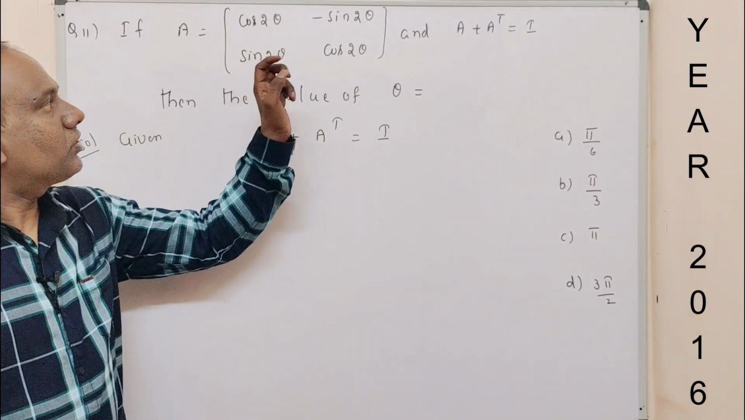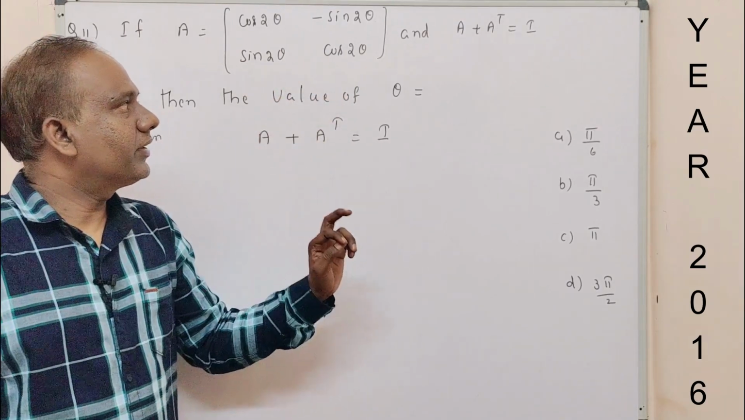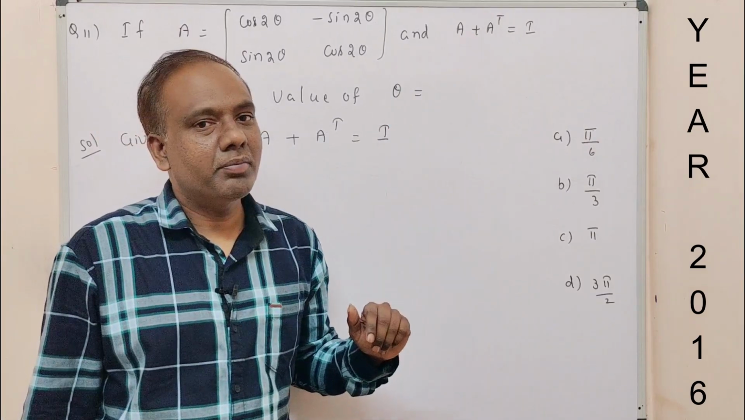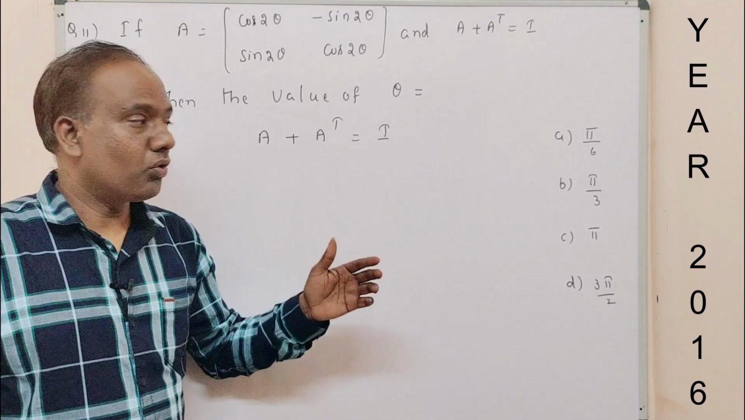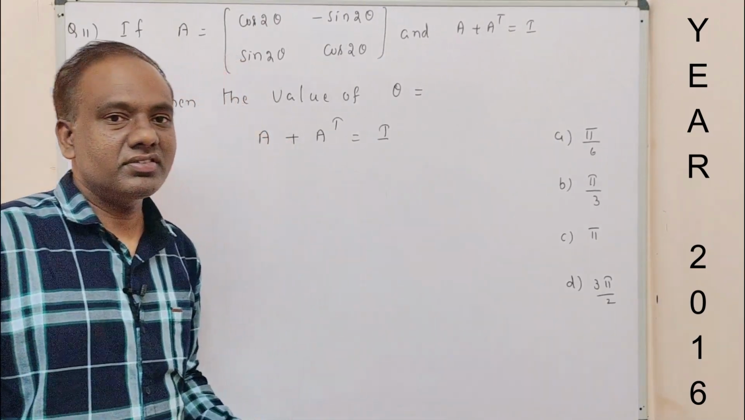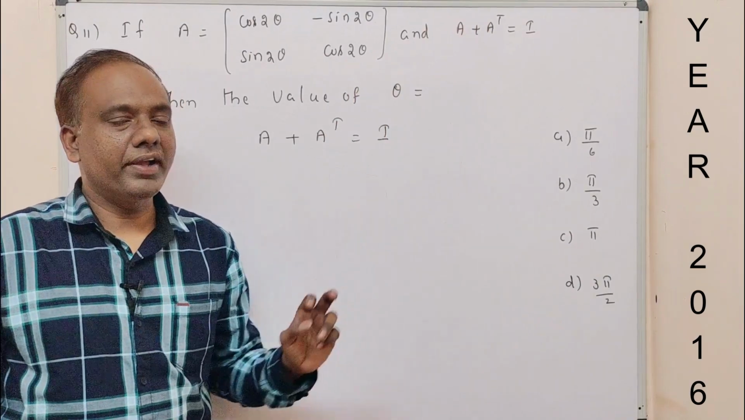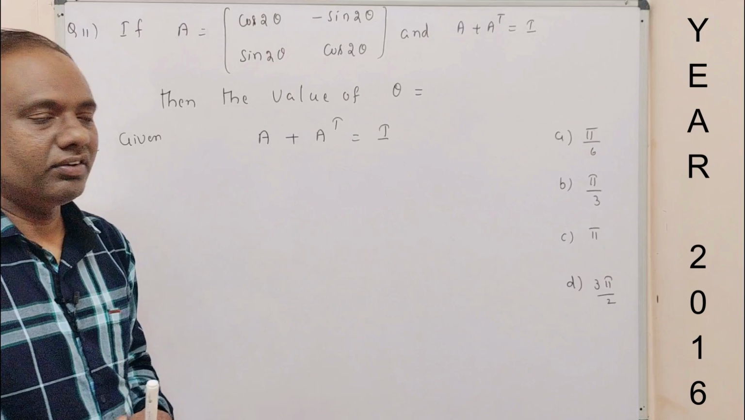If A is equal to [cos 2 theta, minus sin 2 theta; sin 2 theta, cos 2 theta], and A plus A transpose is equal to identity matrix I, then the value of theta is equal to what? So these are the options. Here the question is A plus A transpose is equal to I. By using this condition we calculate the value of theta.